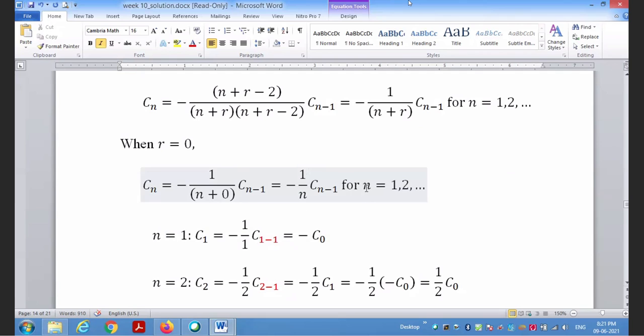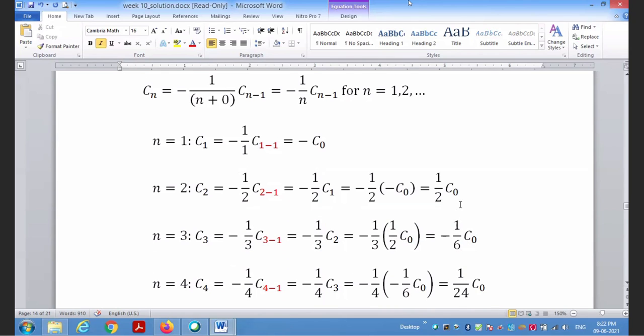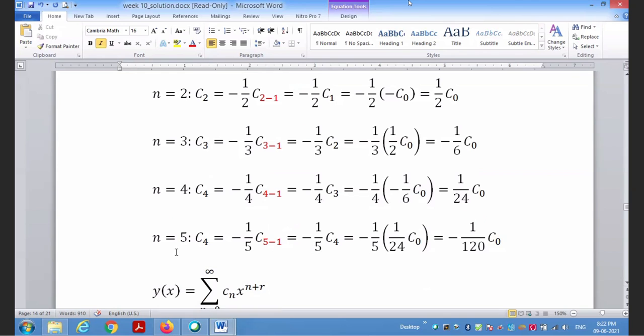And then n starts with 1. So when n equal to 1, you have C1. C1 equal to minus 1 over 1, C0, equal to minus C naught. When n equal to 2, we have done it before, 1 over 2 C naught. When n equal to 3, we have minus 1 over 6 C naught. When n equal to 4, we have 1 over 24 C naught. When n equal to 5, we have minus 1 over 120 C naught.